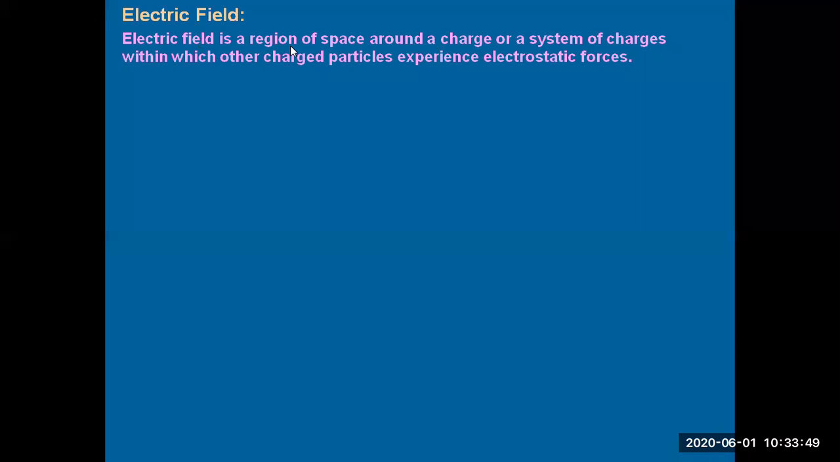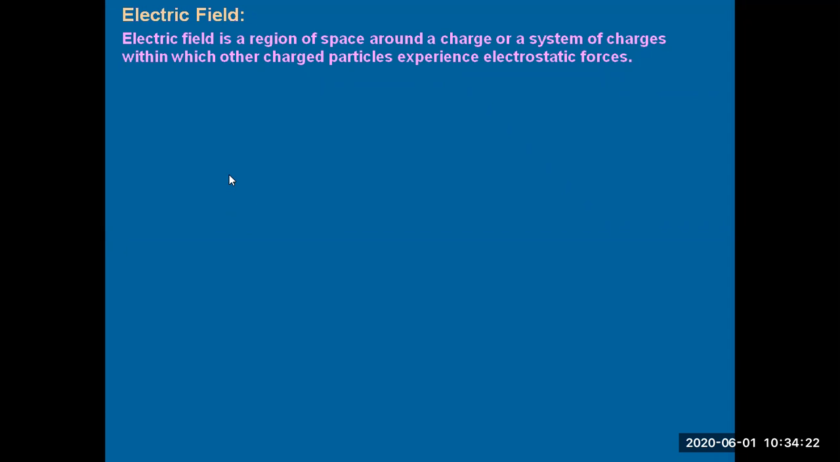I am repeating it. Electric field is a region of space around a single charge or a system of charges within which other charged particles should experience that electrostatic force. So that region around a charge or a system of charges where other charges can experience their force, we call that electric field.